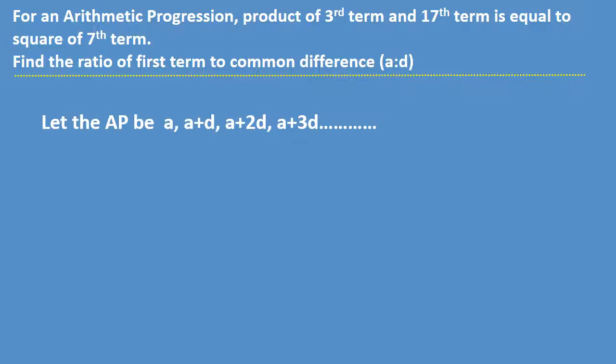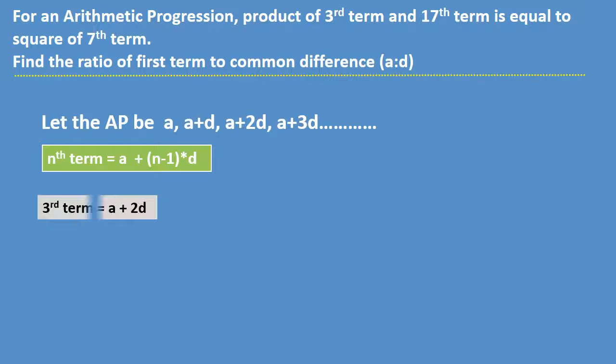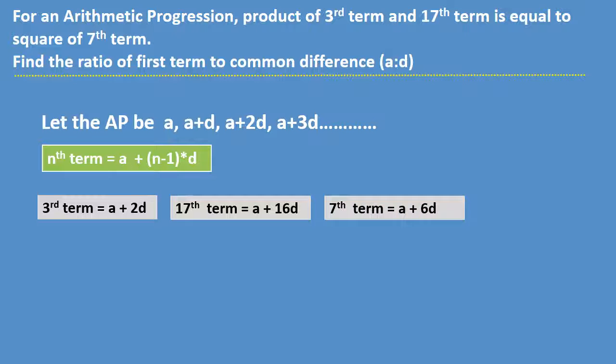Let the arithmetic progression be A, A plus D, A plus 2D, A plus 3D, and so on. The nth term of an AP is given by A plus n minus 1 times D. The third term is equal to A plus 2D. The 17th term is equal to A plus 16 times D. And the 7th term is equal to A plus 6D.